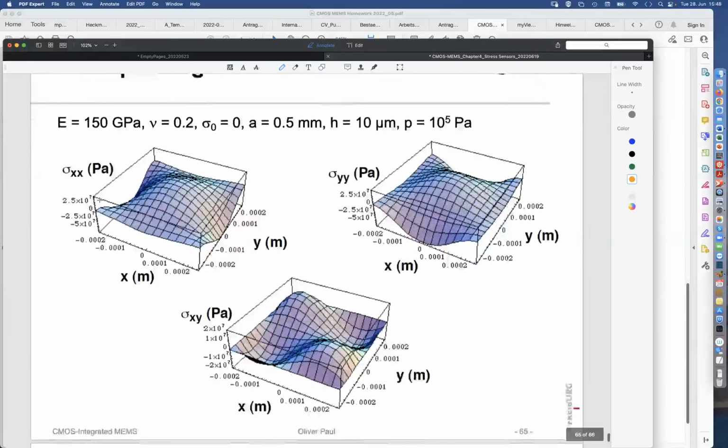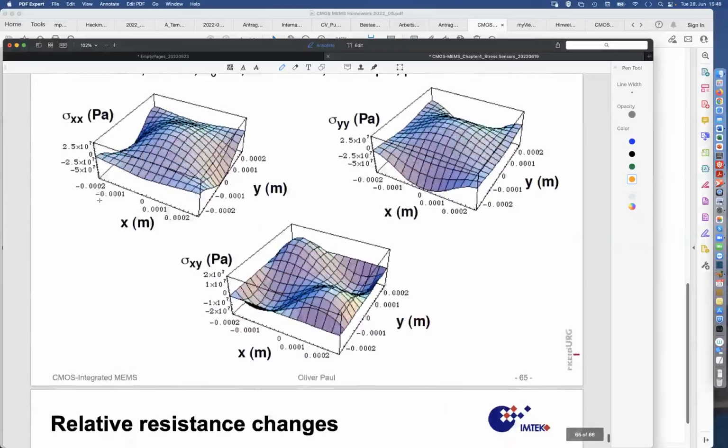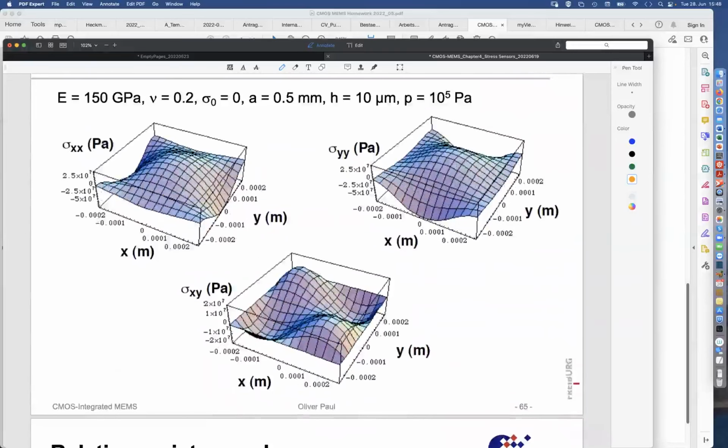And that's shown on the next slide. So here you see sigma as a function of x and y, and we see that there is a normal stress component along this membrane edge, which is very positive here in the center. It's quite negative here in the middle of these edges, perpendicular to the x direction. And so by just looking at this, one would naturally put a resistor here or here at these locations, at the extrema of the stress distribution.